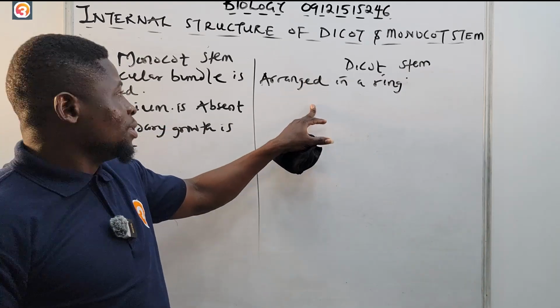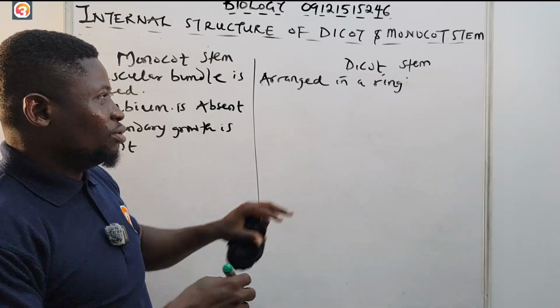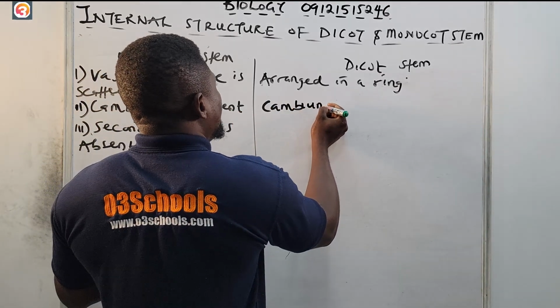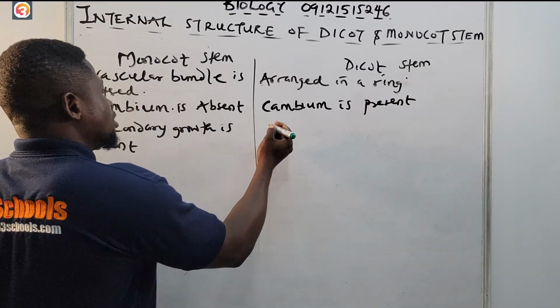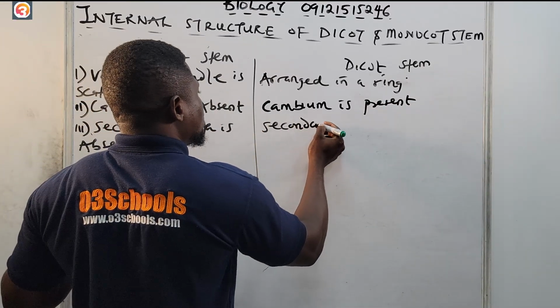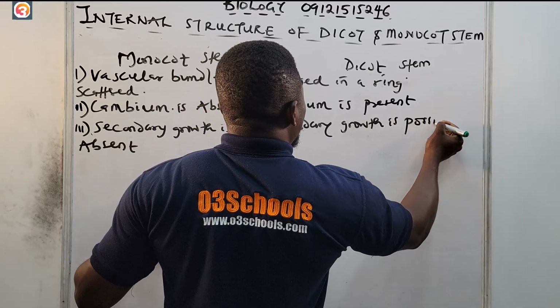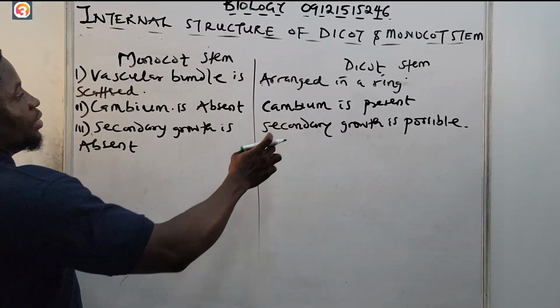In a dicot stem, the cambium is in between the xylem and the phloem, and it is responsible for secondary growth. So yeah, cambium is present. While secondary growth is of course possible. Secondary growth is possible because of the presence of the cambium.